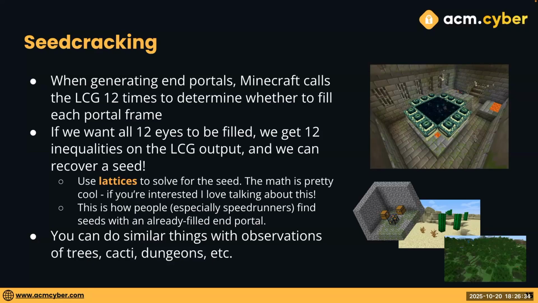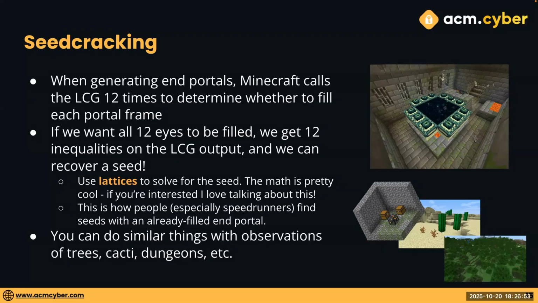You can do similar things with cacti and dungeons and trees just by observing their locations, because they're all randomly generated. You can figure out what seed is used to create the world just from those observations and from some math. Yeah? Is this the same uppermost bits that are used every single time you're generating a different eye of Ender, or is it?